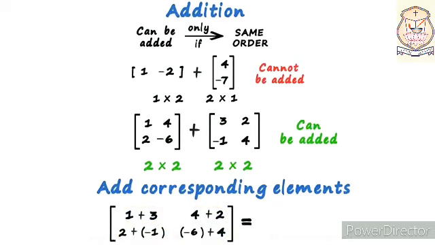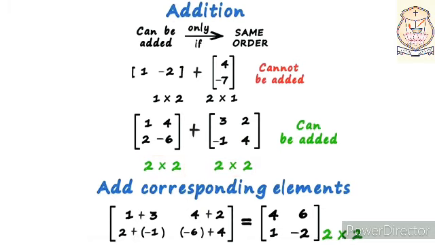And what will this be equal to? 1 plus 3 is 4, 4 plus 2 is 6, 2 plus minus 1 is 1, and minus 6 plus 4 is minus 2. That completes the final matrix. This is the answer. To add these two matrices, we added the corresponding elements of the matrices. Also make sure you observe the order of the final matrix we got. 2 by 2. It will always be the same as the orders of the individual matrices.